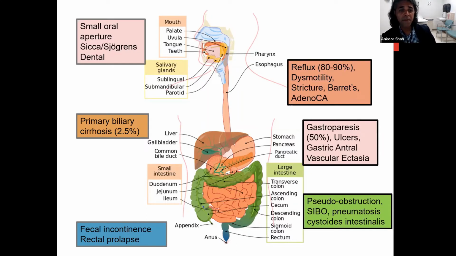It can involve the liver, and up to 2.5 to 5% may develop primary biliary cirrhosis, particularly patients with limited disease. I do get alk phos on them periodically to evaluate for the presence of early primary biliary cholangitis. Patients can have involvement of the small intestine, leading to small intestinal bacterial overgrowth or pseudo-obstruction. They can have involvement of the large intestine, leading to pseudo-obstruction. They can have involvement of the rectum and anus, leading to fecal incontinence. And about 10% of patients will have some degree of fecal incontinence.